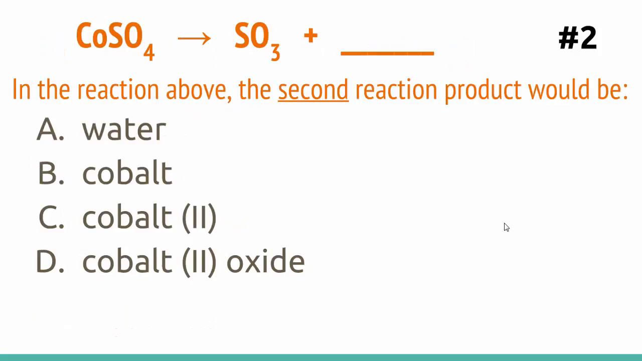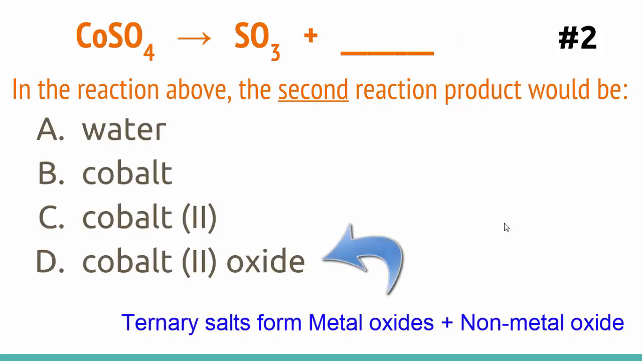Number two, cobalt sulfate decomposing will give off a metal oxide and a non-metal oxide. Well, here we see we've already been given the non-metal oxide in sulfur trioxide. The other compound then needs to be a metal oxide. And that metal here is cobalt. The only cobalt oxide that's listed on the choices here is letter D. It's important to notice that the Roman numeral 2 is also part of that name because cobalt still keeps its same +2 charge that it has in the beginning compound as well. So cobalt(II) sulfate becomes cobalt(II) oxide and sulfur trioxide.